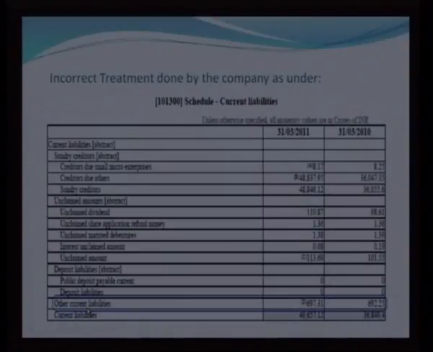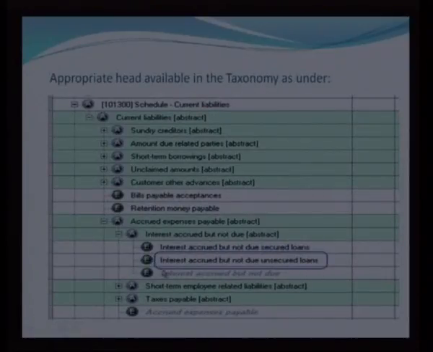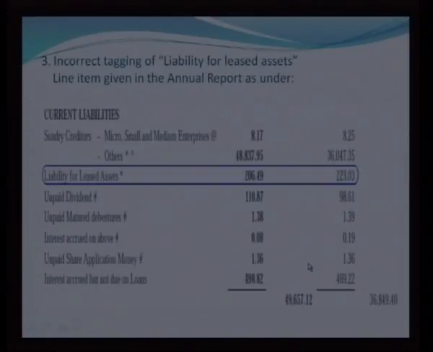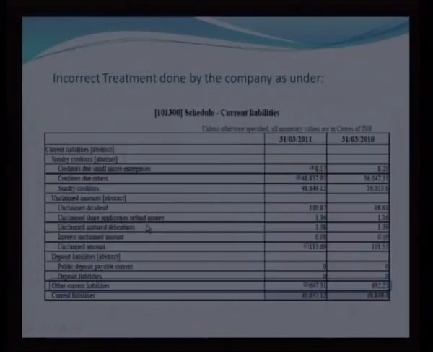Current liabilities. If nothing makes sense, we'll put it under others. That should not be the approach, because a specific tag of interest accrued but not due on unsecured loan has already been provided there. Similarly, there are many more to come, so I'm not going into detail because we are running short of time.